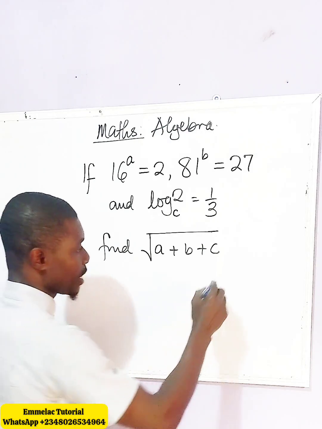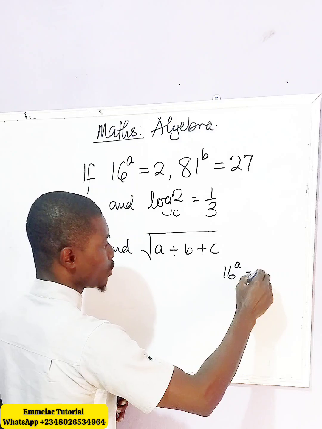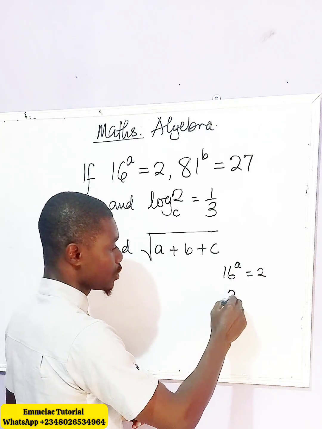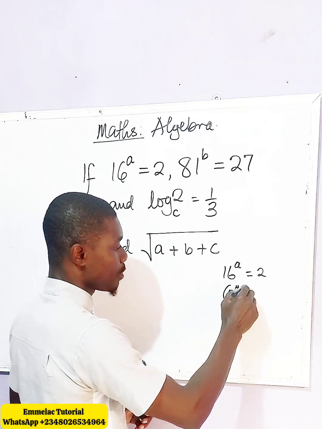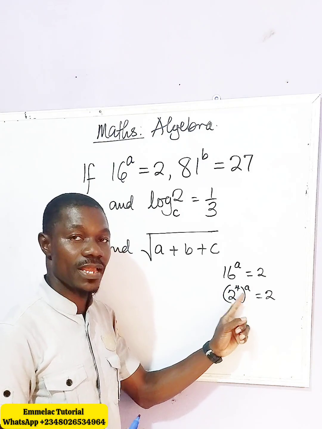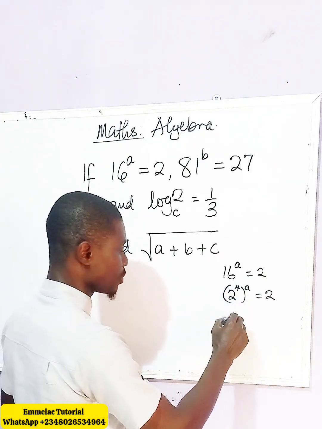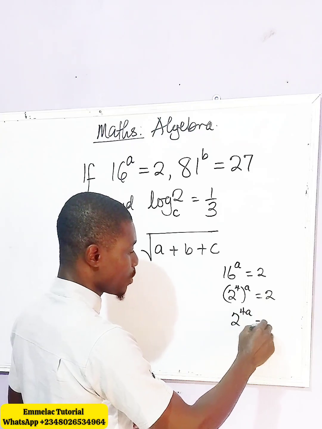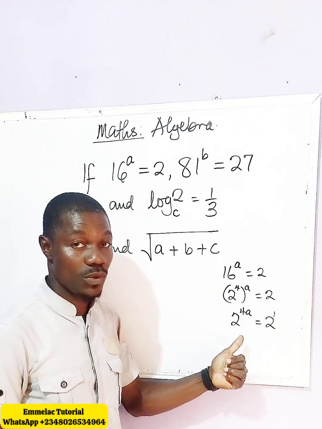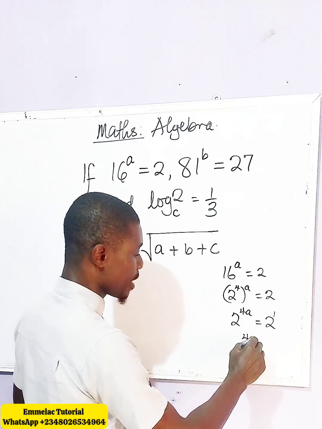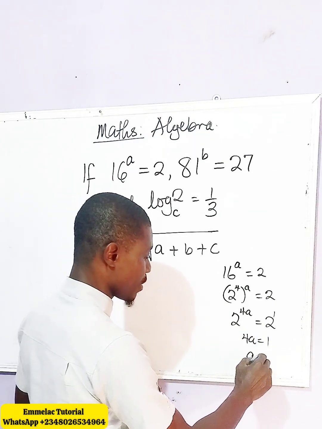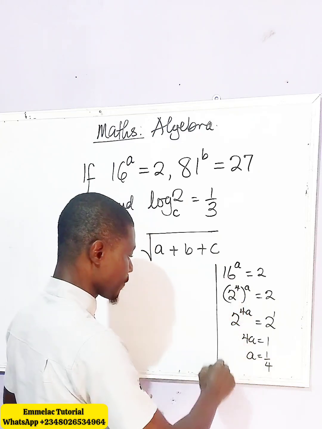So let's get started. Now 16 raised to the power of a equals what? 2. First of all, let us reduce 16 to a base of 2, and that should give us 2 raised to the power of 4, raised to the power of a, then equals 2. And according to the law of indices, we just need to multiply 4 by a. So here we have 2 raised to the power of 4a, then equals 2, which is 2 to the power of 1. As long as we have the same base, we can equate the exponents. So here we have that 4a equals 1. Dividing both sides by 4, we have that a equals 1 over 4. Okay? That's for a.